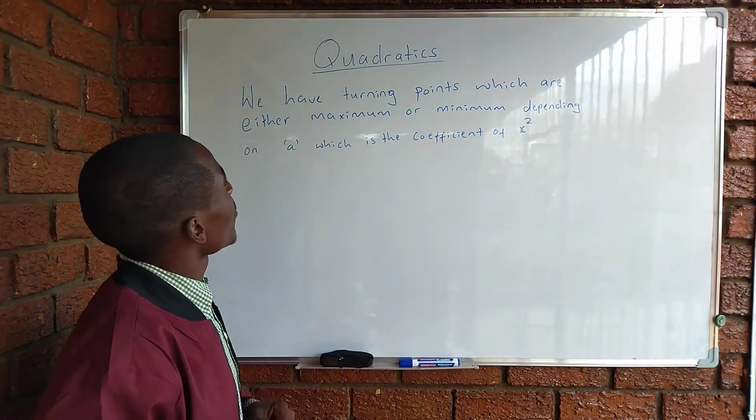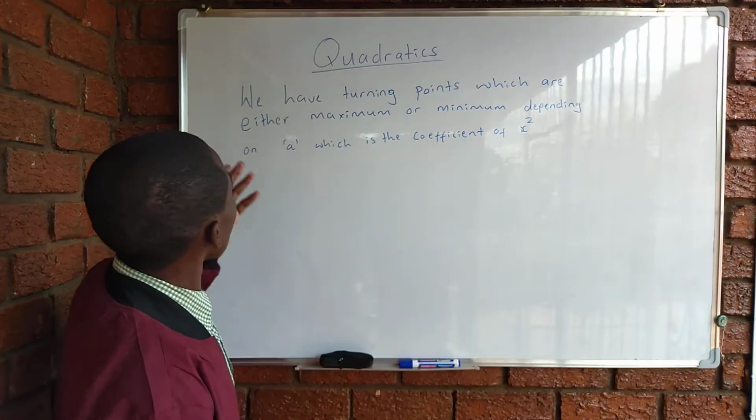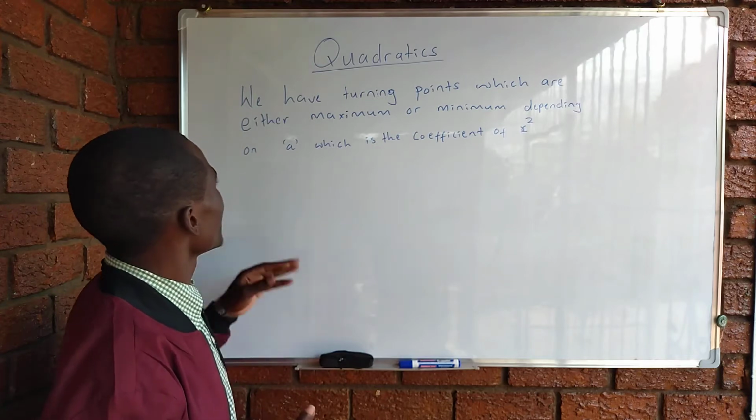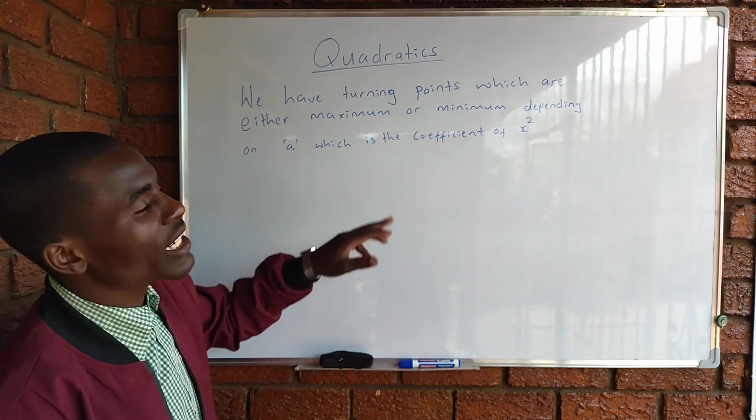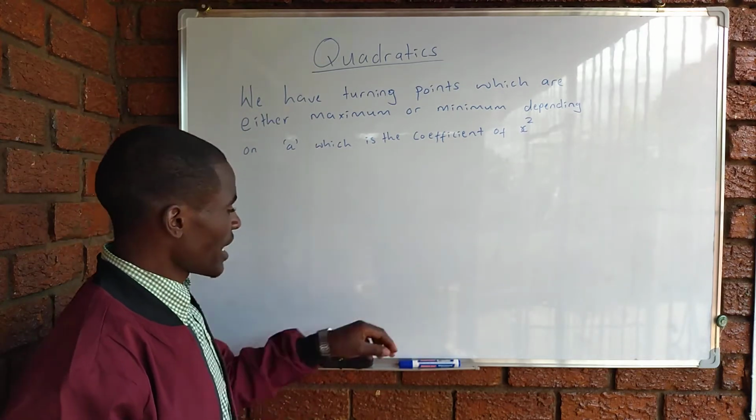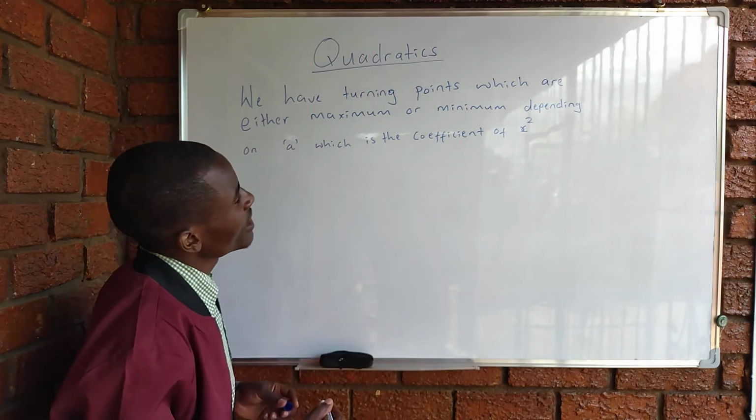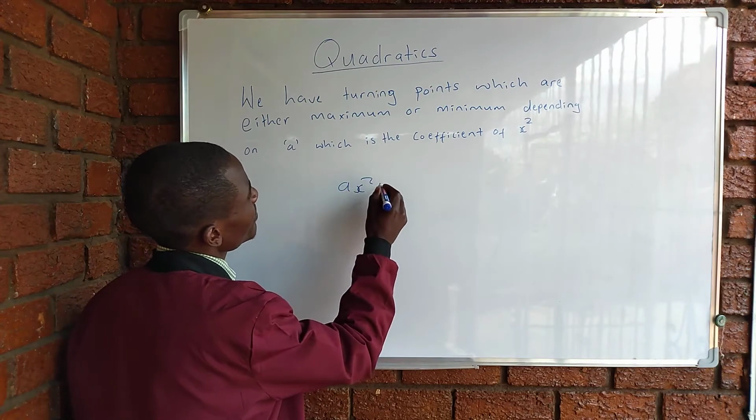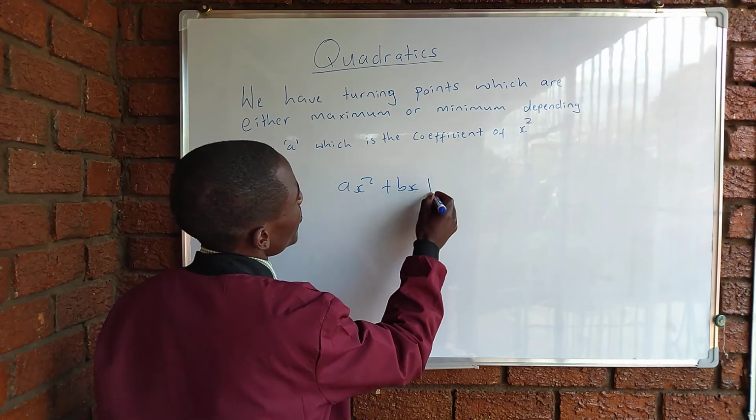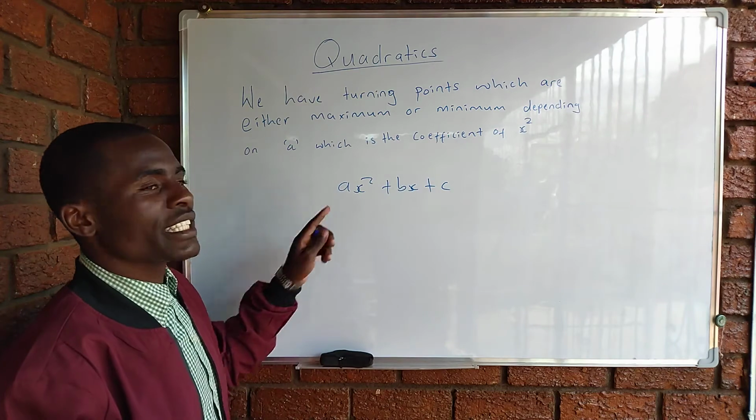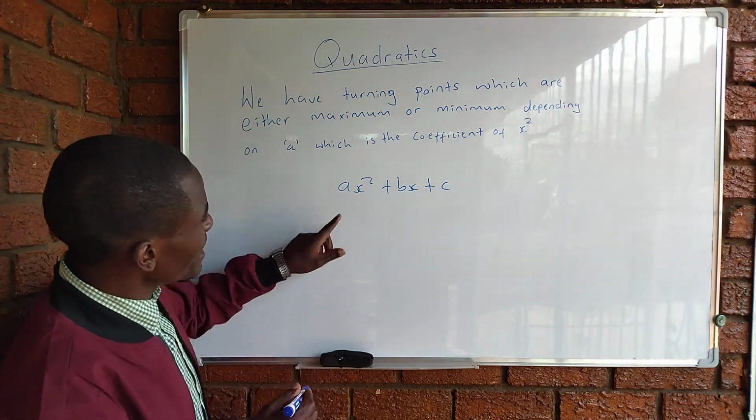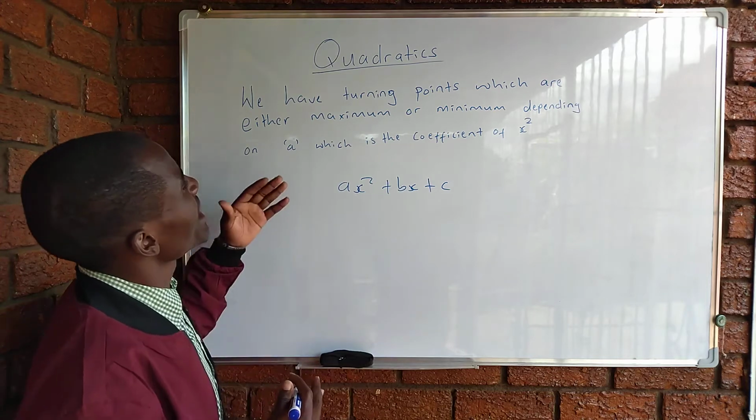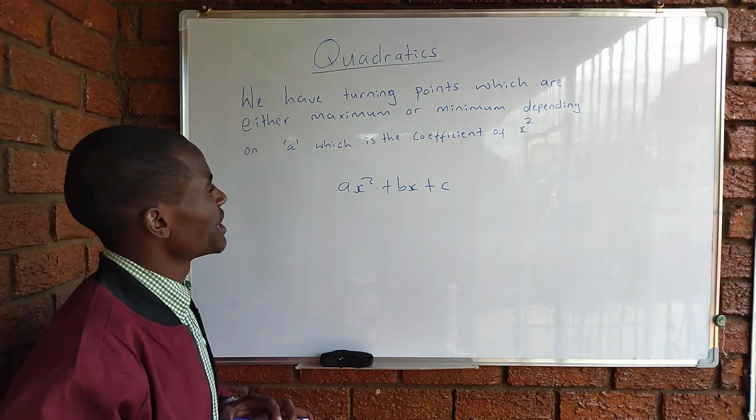So kuma quadratics guys, we have turning points which are either maximum or minimum depending on a which is the coefficient of x squared. As you know guys, my quadratic functions are in this form: ax squared plus bx plus c, where a is the coefficient of x squared. So this a, the coefficient of x squared, ndiyo inodetermine the nature of the turning point.